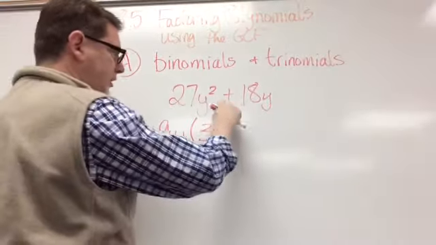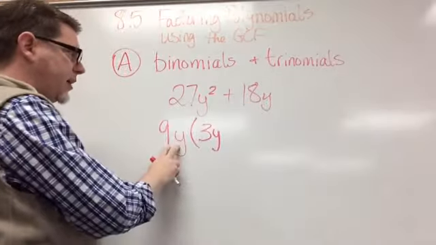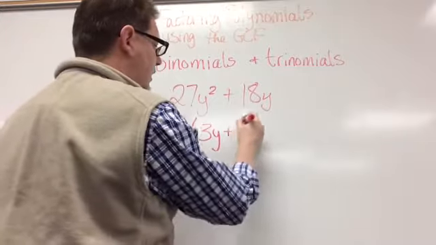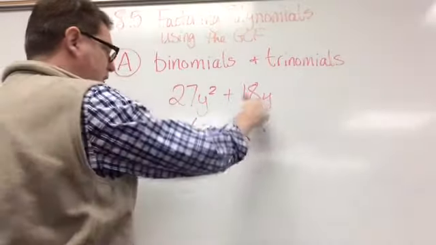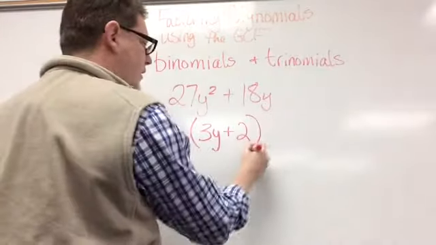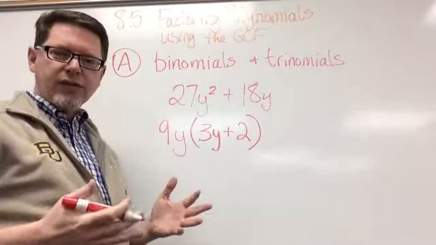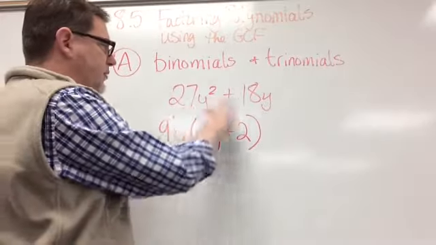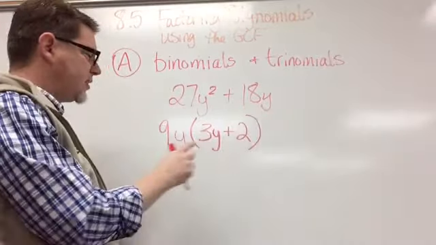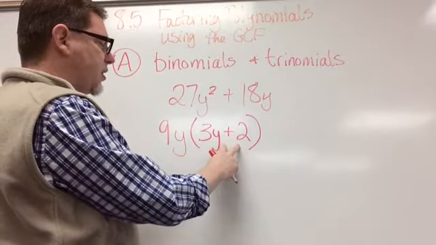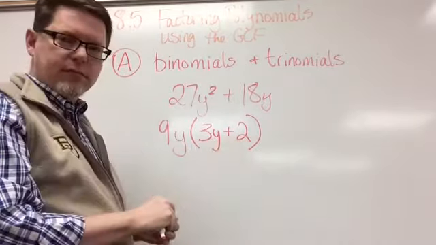And now I'm going to take 18y divided by 9y. 18 divided by 9 is 2, and it's positive, so it's plus 2. And then y divided by y cancels out, so there are no y's left. So that is the final answer to factoring out the greatest common factor of 27y squared plus 18y. The greatest common factor was 9y, and the two factors are 3y plus 2.